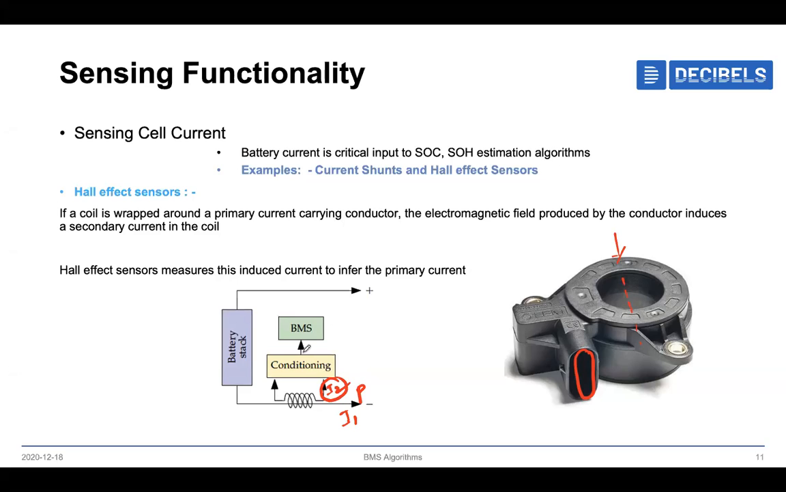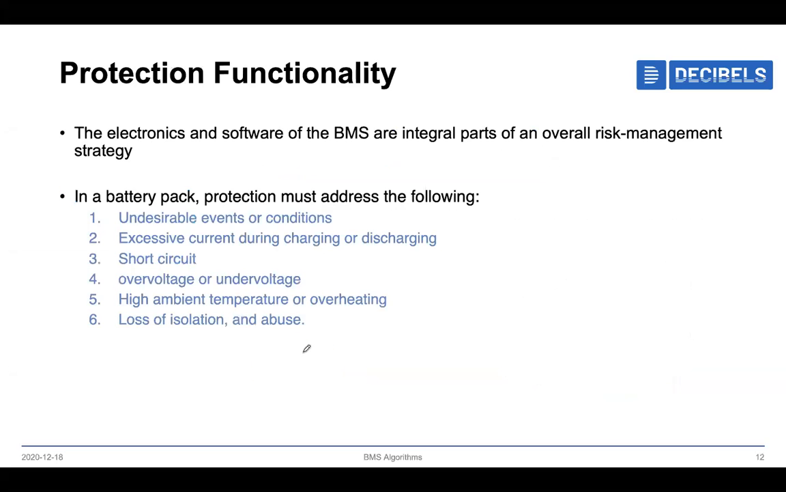What do we have to do with this data? We have to develop some kind of protection functionalities, or algorithms for estimating things or for protecting the cell. There are many things that we can do with this. First we'll start with protection. In protection, what exactly does the protection functionality of the BMS have to do?